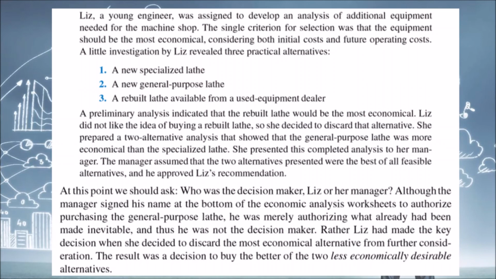At this point, we should ask, who was the decision maker? Liz or her manager? Although the manager signed his name at the bottom of the economic analysis worksheets to authorize the purchasing of the general purpose lathe, he was merely authorizing what already had been made inevitable, and thus he was not the decision maker. Rather, Liz had made a key decision when she decided to discard the most economical alternative from further consideration. The result was a decision to buy the better of the two less economically desirable alternatives.